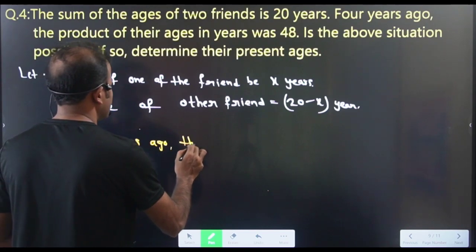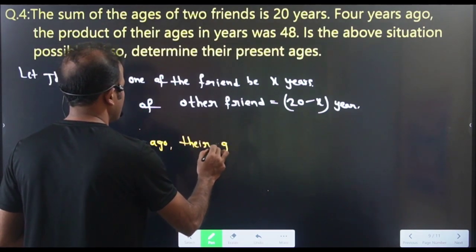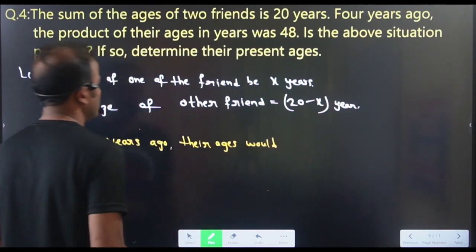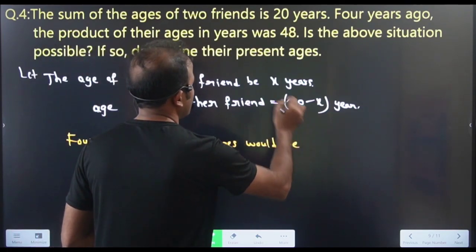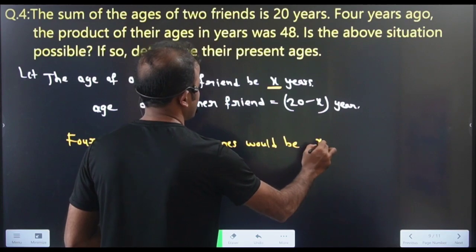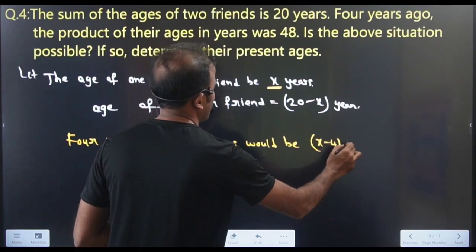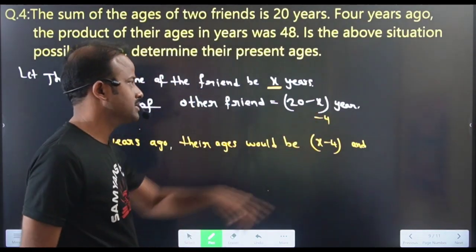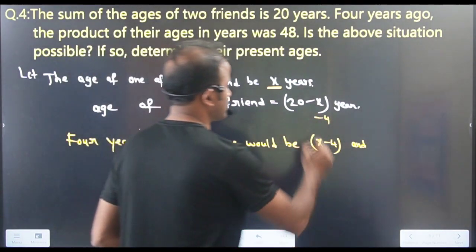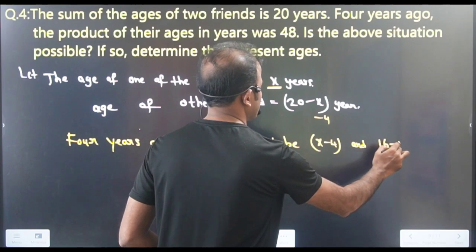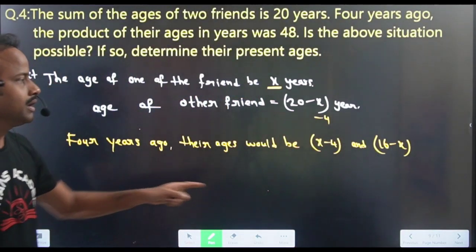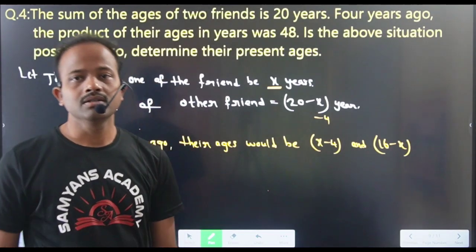Their ages would be how much here? From x, subtract 4, x-4, and from this as well subtract 4, 20 minus x-4. How much is it? 20 minus 4 is 16 minus x. Okay, 4 years ago their ages would be x-4 and 16 minus x.